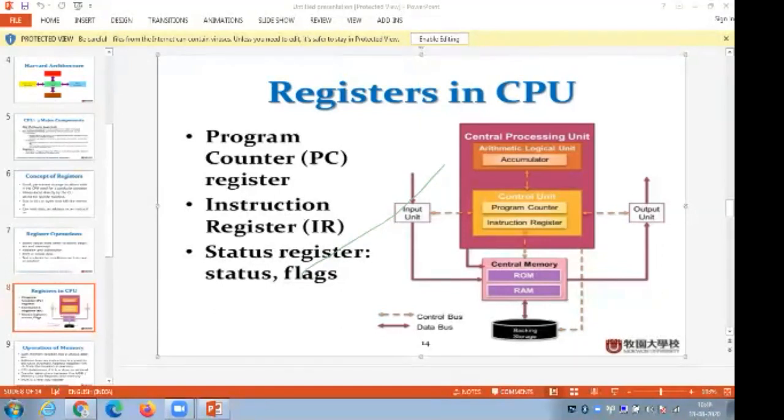What is this? This is a status register. The status register is used to indicate the internal condition of the CPU. There is one more status register, also located in the CPU, which is not mentioned here, used to indicate the internal condition of the CPU.